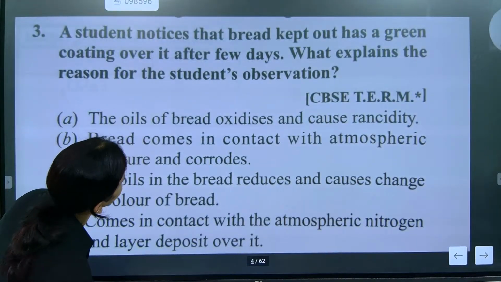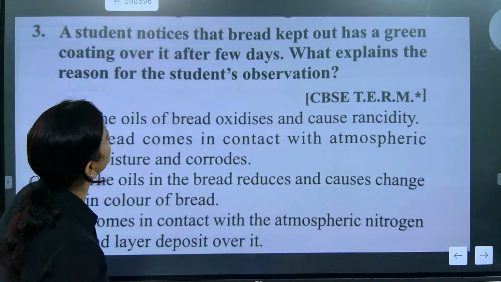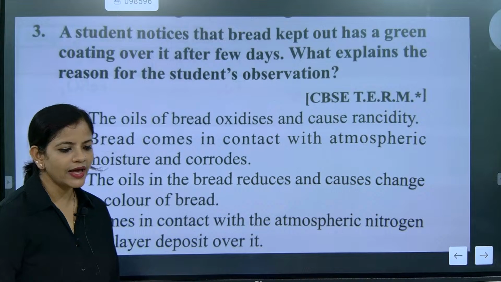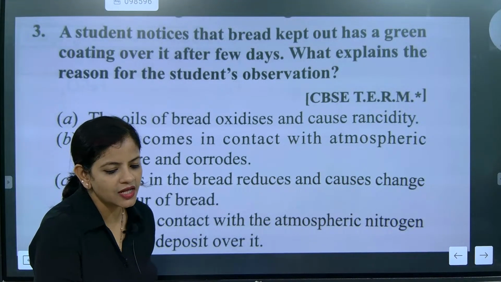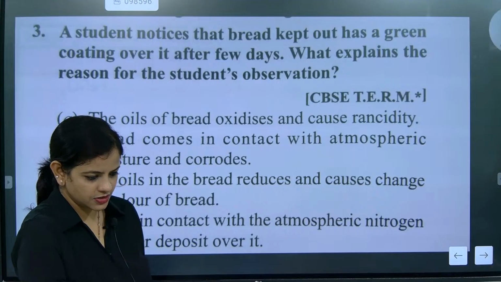A student noticed that red tipped out has a green coating over it after a few days. What explains the reason for the student's observation? Why is it so? Come on, start answering the question, please. See the answer first.